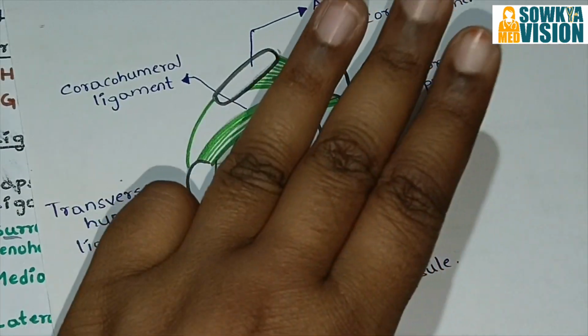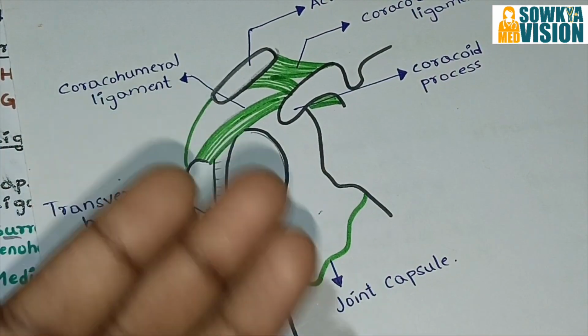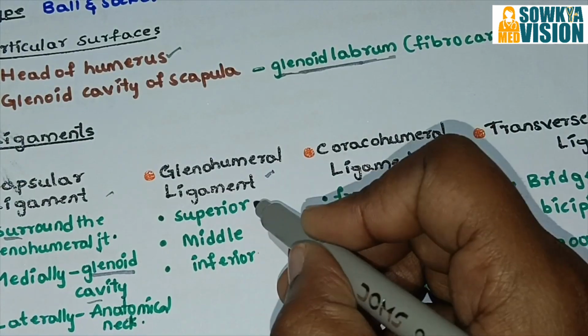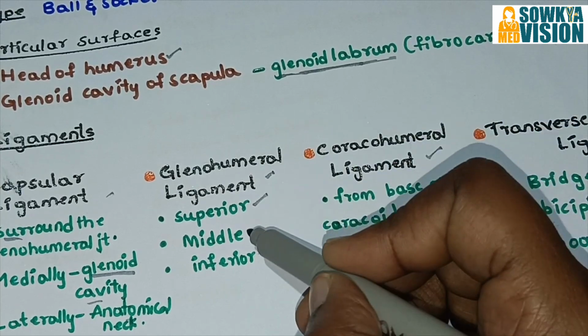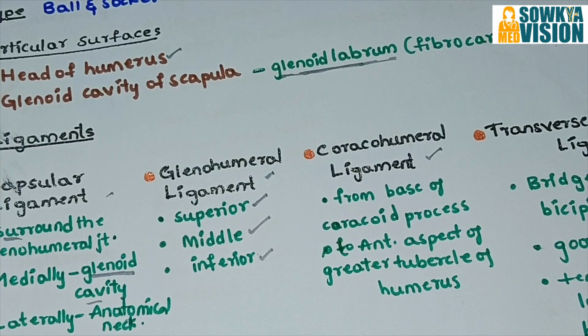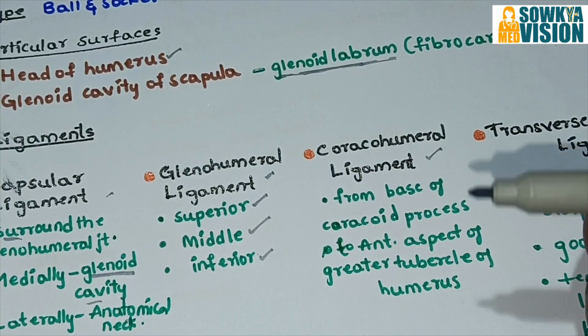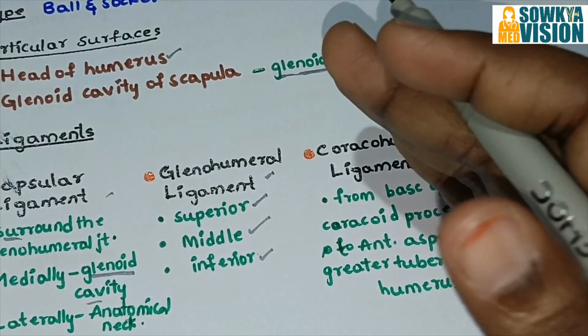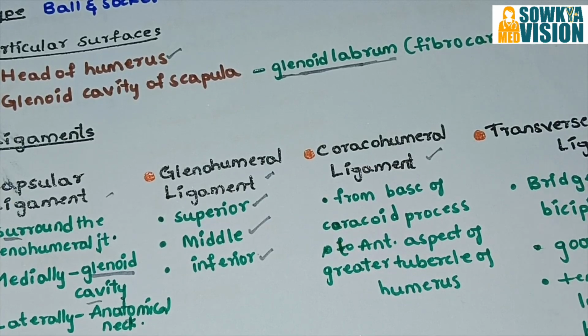So there are three parts of the glenohumeral ligament. What are they? They are the superior glenohumeral ligament, middle glenohumeral ligament, and inferior glenohumeral ligament. They are called superior, middle and inferior glenohumeral ligament, present between the glenoid cavity and the humerus, the head of the humerus.